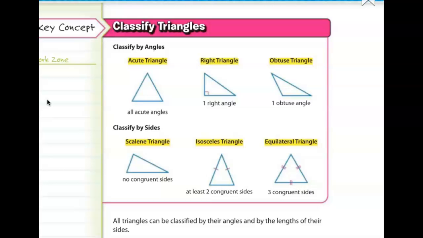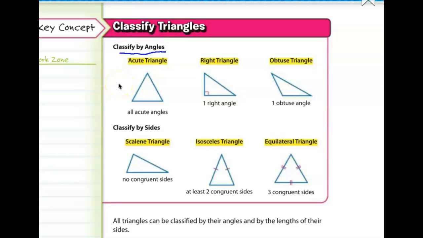Okay, so the very first thing we need to know is that triangles always have two different names. One of the ways we classify and name triangles is by their angles. So we have acute triangles, right triangles, and obtuse triangles. So what we need to do is remember what the word acute means. What size would an acute angle be? Answer that for me, please.